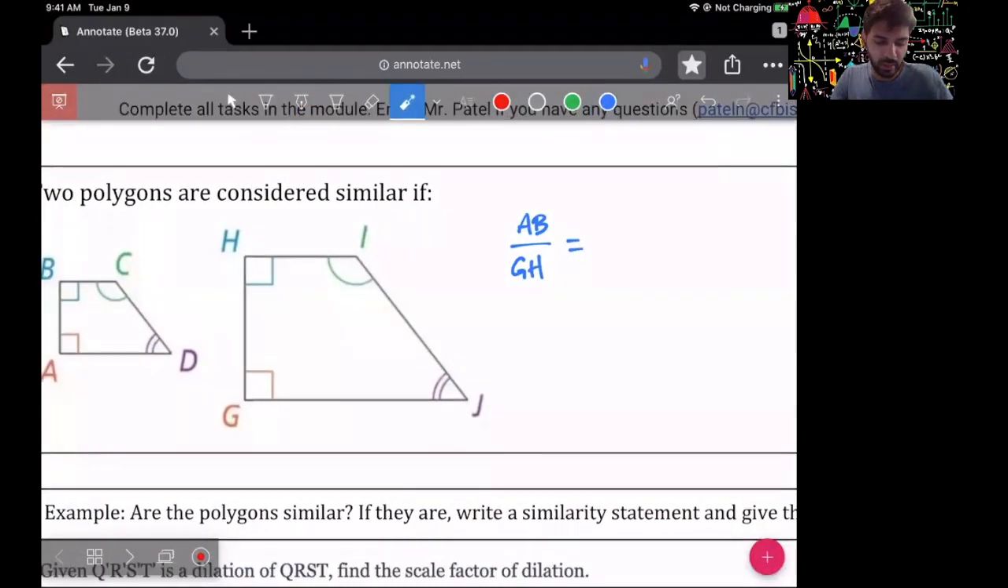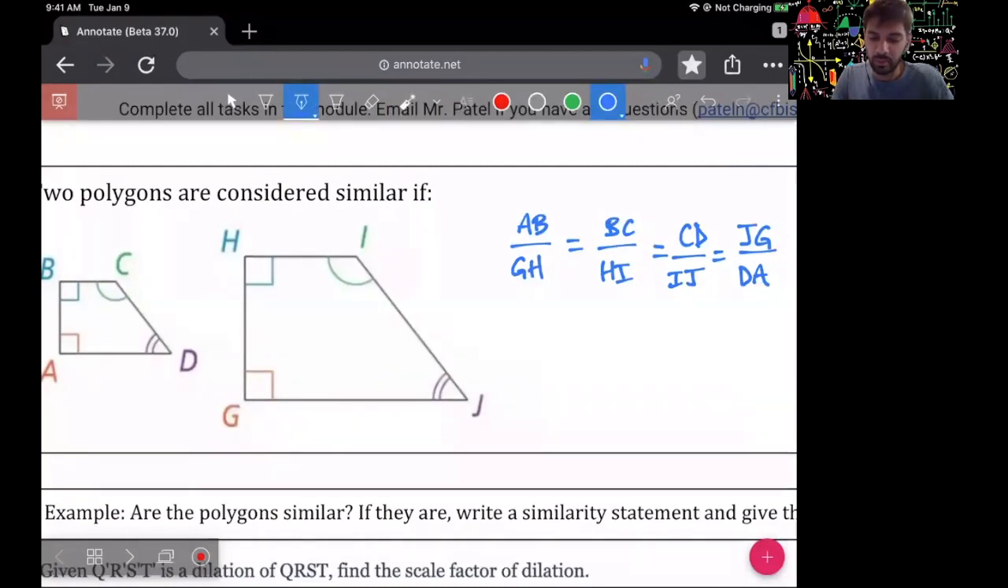Now I'm going to look at the top, BC and HI. So I can set up another proportion, BC over HI. And I can keep going all the way around the shape. So CD over IJ, and the bottom is going to be JG over DA. These fractions right here would all be equivalent to the same value. They could all be simplified down to the same value.